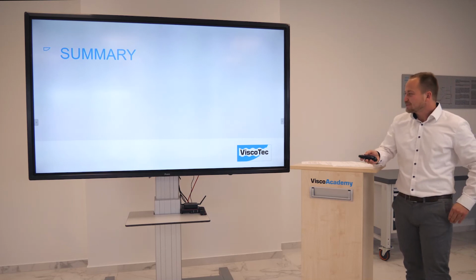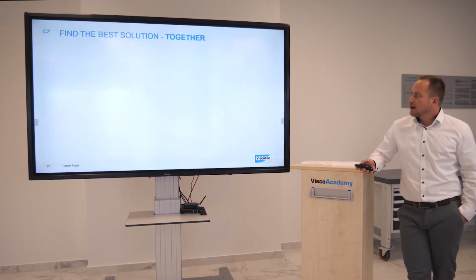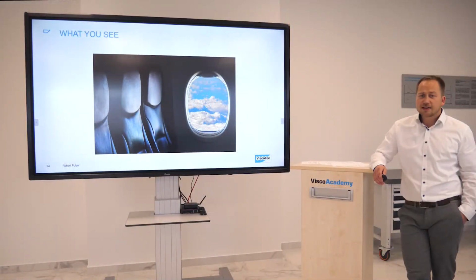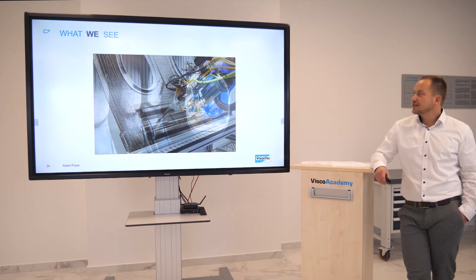To sum up, we have three solutions. On the left side, the cartridge filling. In the middle, the 100% automated robotic solution. And on the right side, the cobot solution. I really think that the cobot solution, I think the next few years we will have a lot of projects in this area. This topic is really fascinating for us, and that's why I want to show you the last slide, what you see and what we see.